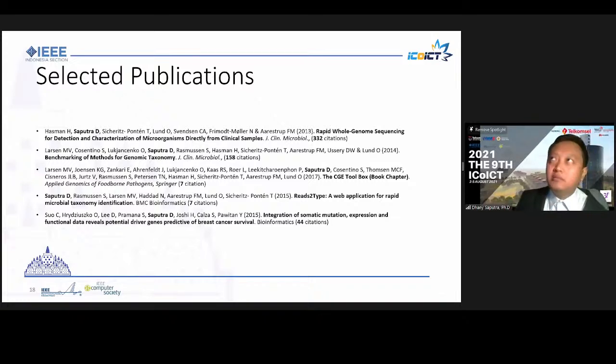So these are some of the selected publications related to outbreaks. At that time we called ourselves outbreak detectives. And this is the paper. The first, sorry, points number 2, 3, 4 in the previous slide were basically this paper, and it already has 332 citations. We are the first to introduce this metagenomics diagnostics. We also published a book chapter in a Springer book, Applied Genomics of Foodborne Pathogens, if you're interested to read.